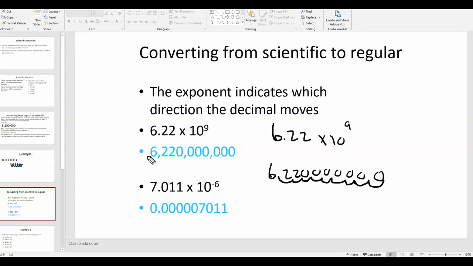Okay, so I end up with 6,220,000,000. It's much easier to write 6.22 times 10 to the power 9. Remember, scientific notation is just to make it easier to write big numbers or small numbers.